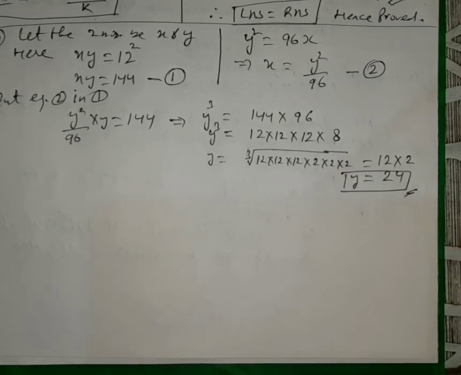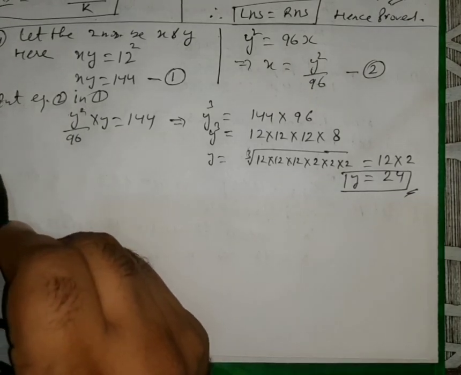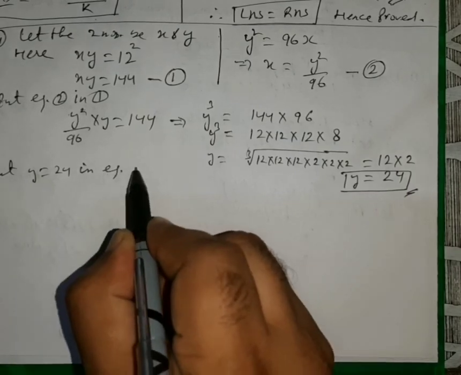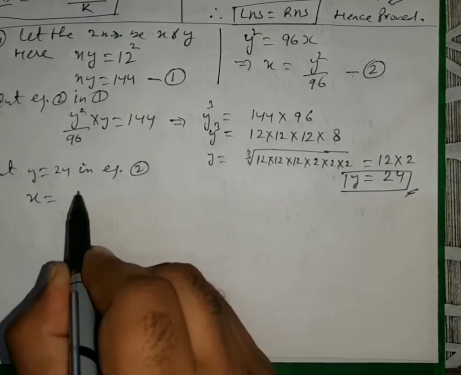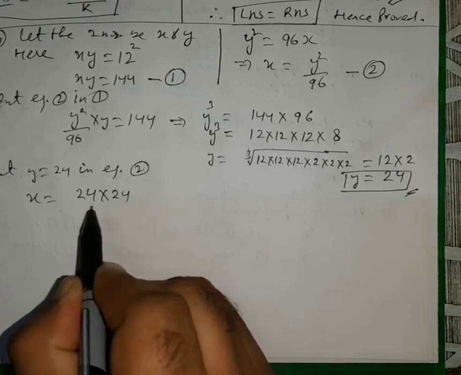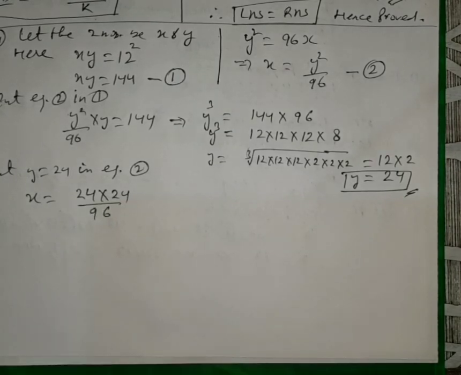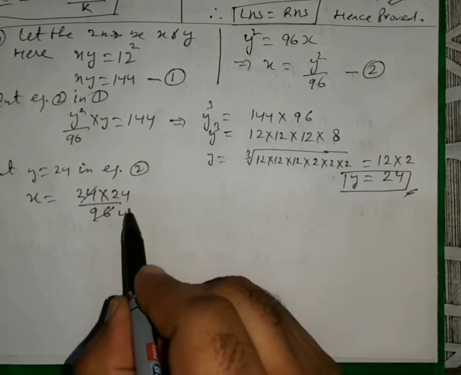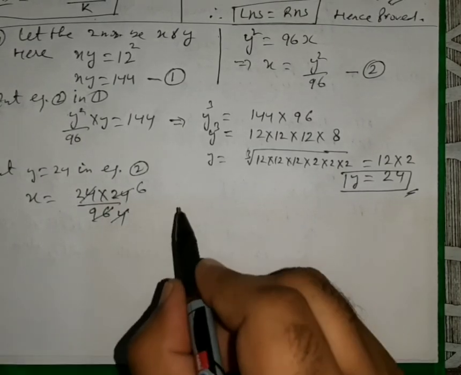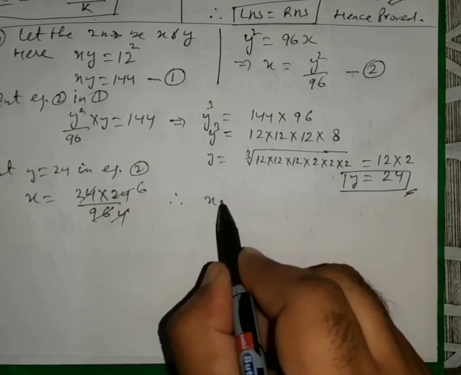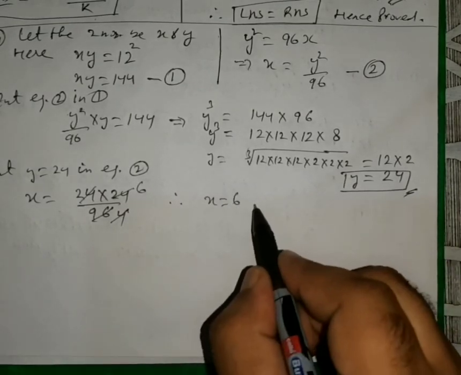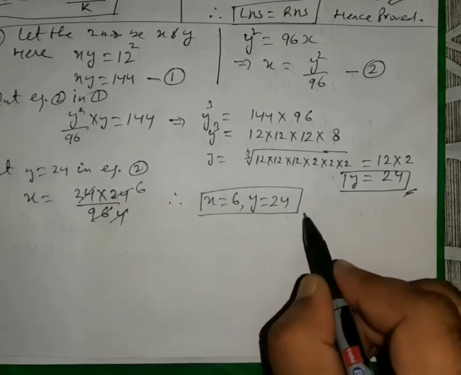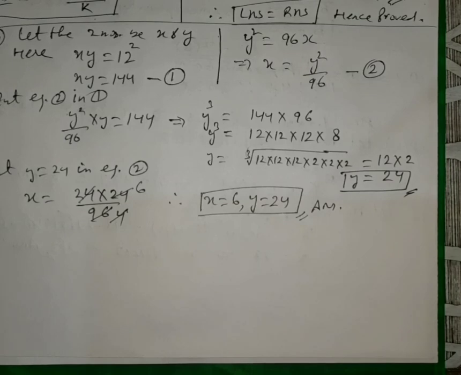Since y is equal to 24, therefore now I am putting y is equal to 24 in equation second. So I will get x is equal to 24 multiply 24 over 96. So 24 4s are 96 and 4 6s are 24. Therefore x is equal to 6, and we have already got y is equal to 24. So x is equal to 6 and y is equal to 24 is the required answer for this part.